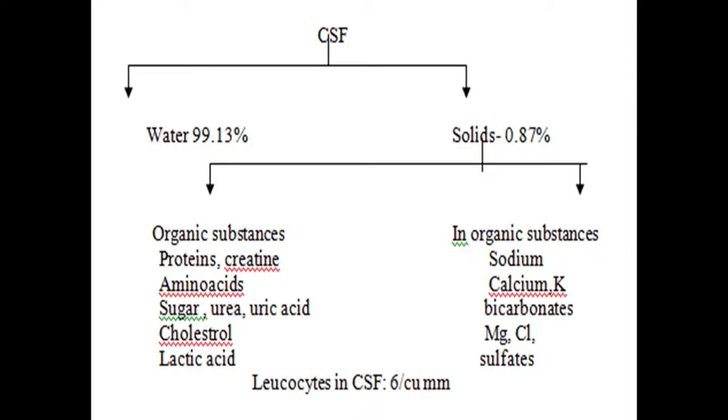The main component of CSF is water, 99.13% is water, with solids making up the remaining 0.87%. The organic substances include protein, creatinine, amino acids, sugar, urea, uric acid, cholesterol, and lactic acid. Inorganic substances include sodium, calcium, potassium, bicarbonate, magnesium, chloride, and sulfate. Leukocytes in CSF are 6 per cubic millimeter.